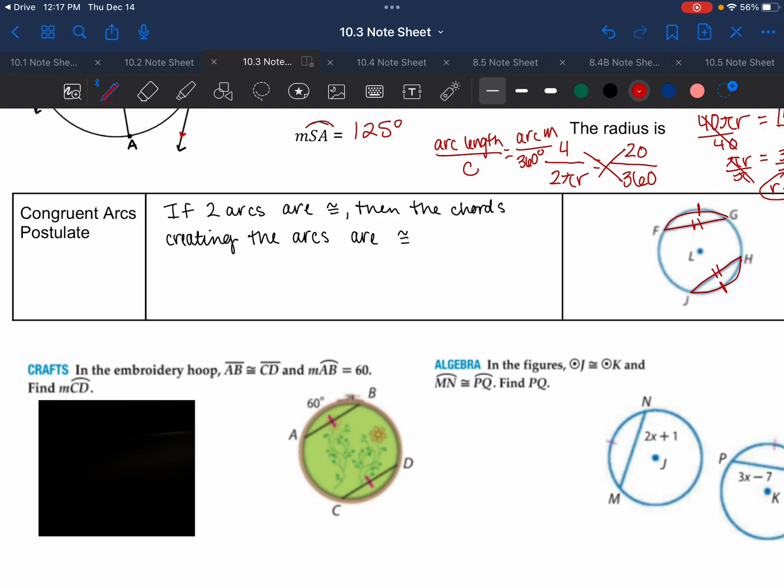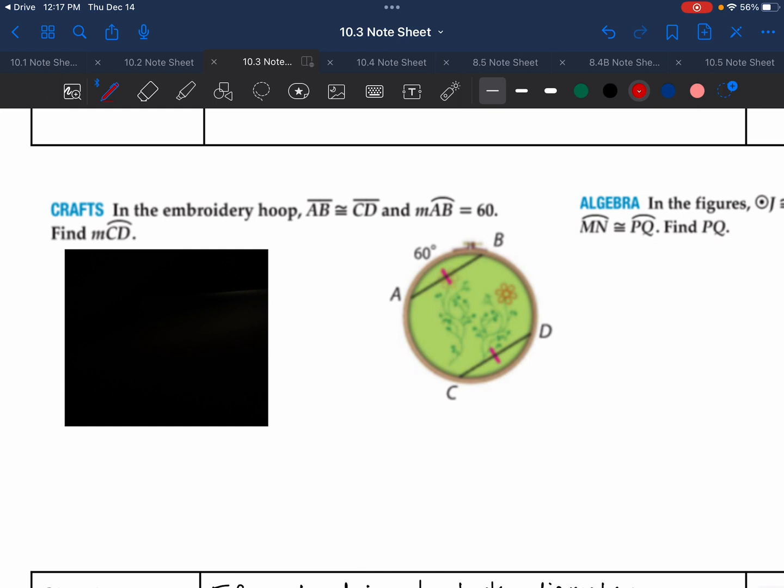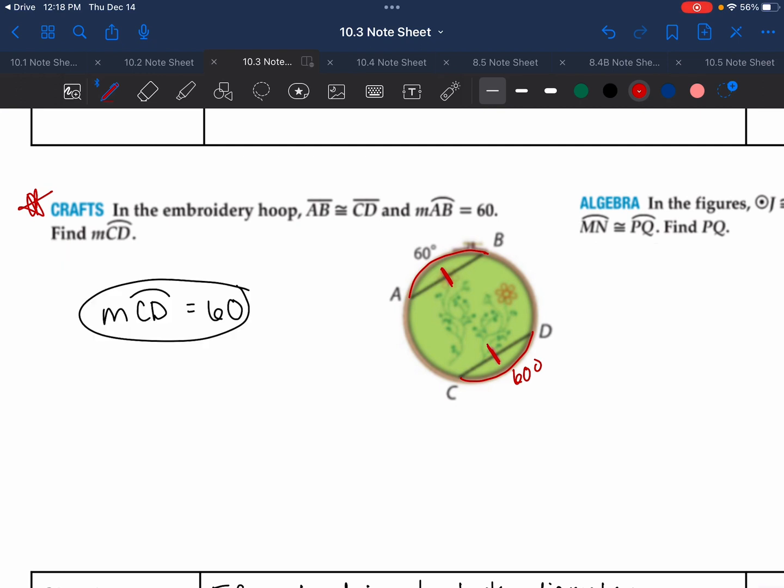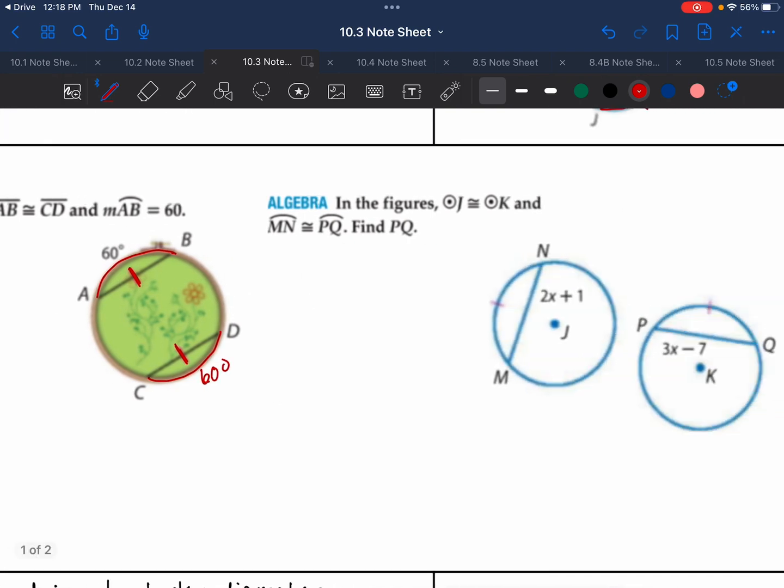All right, so I want you to just pause here, and this first one just uses that theorem exactly. So pause here and try this on your own. All right, so if in the embroidery hoop, AB is congruent to CD, and the measure of arc AB is 60 degrees, find the measure of CD. Well, since the chords are congruent, the arcs are congruent. The measure of CD would be 60, or 60 degrees.